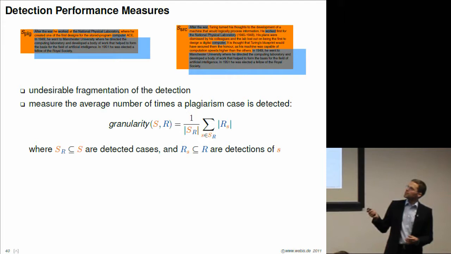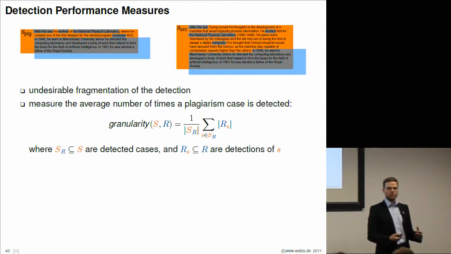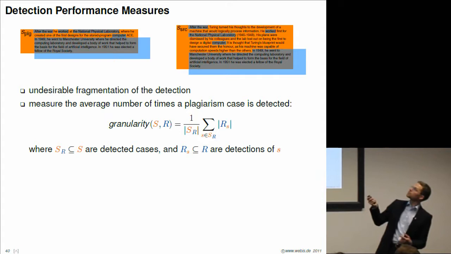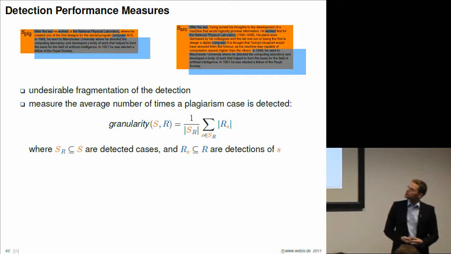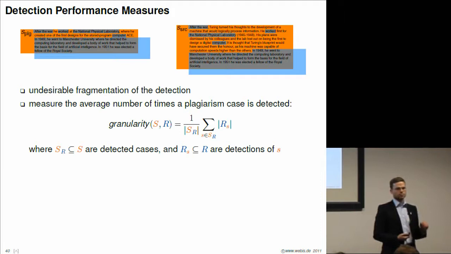This property is measured by what we call granularity. The formula looks more difficult than it actually is. We actually just measure the average number of times a plagiarism case gets detected. So in this particular example, it's 5. This is about the granularity. So we have introduced a new measure here, which has to be combined with precision and recall. We've got 3 measures now: precision, recall, and granularity.